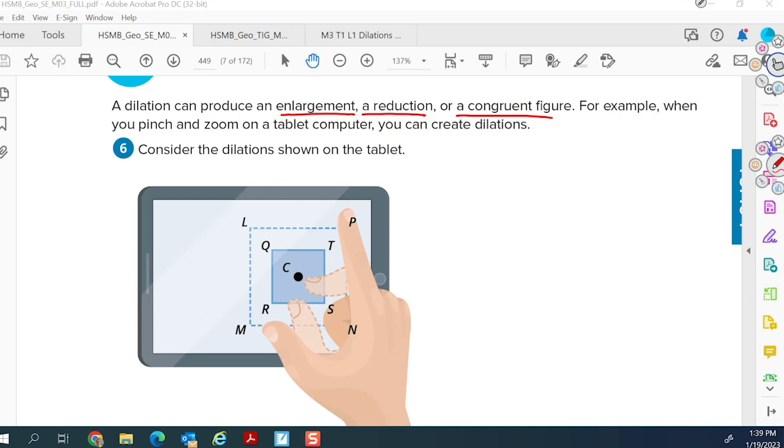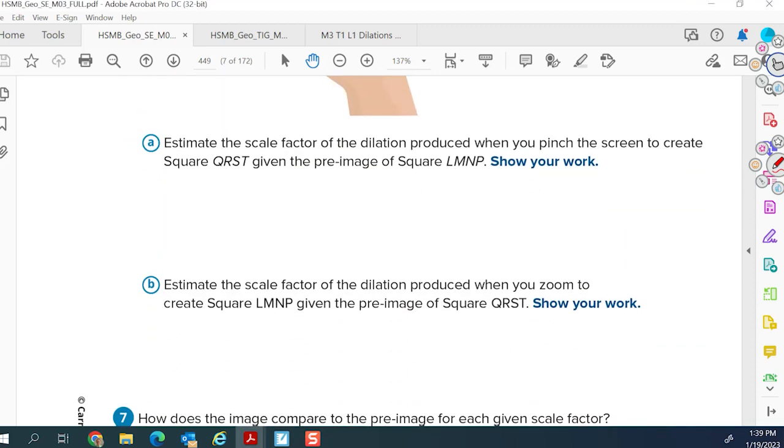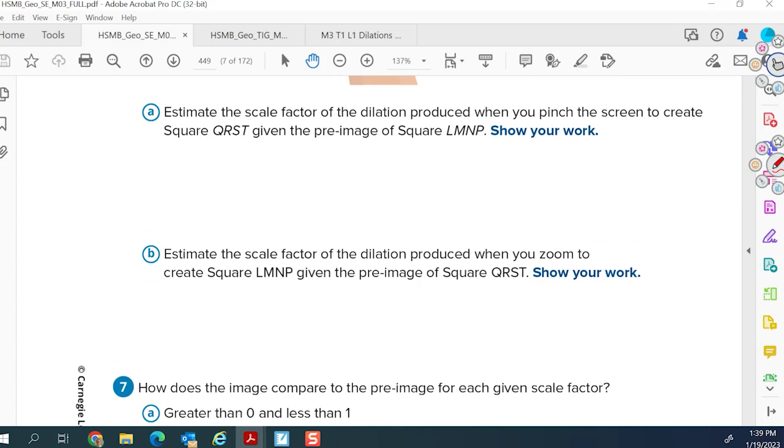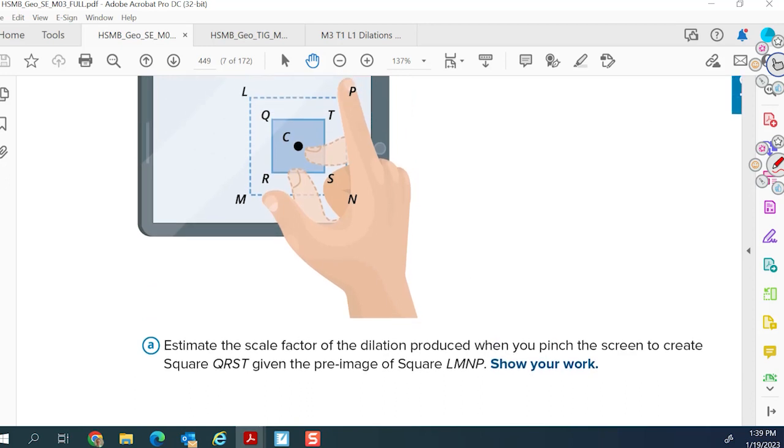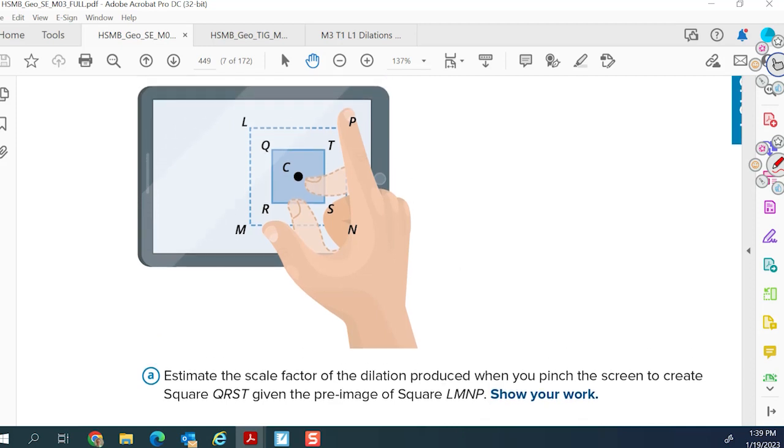Okay, now consider this dilations on the tablet. I want you to do A and B. Estimate the scale factor of the dilation produced when you pinch the string to create square QRST. So you're creating the small one, given the pre-image, that's the beforehand, square LMNP. So you have the big one, you're making it smaller by making the small one QRST. And I want you to find some pre-image length over a corresponding image length.